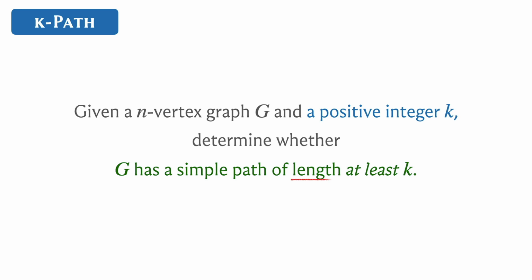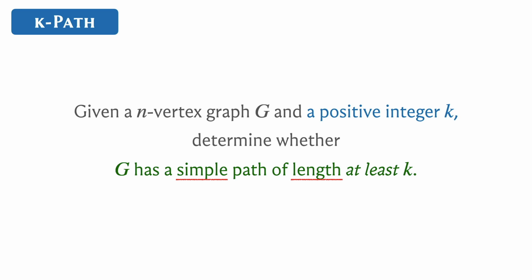The first one is the notion of length. For us, the length of a path is just going to be the number of vertices on the path. So we're really looking for a path on k vertices, or k vertices or more. And the other adjective here is simple. By a simple path, we mean a path where vertices do not repeat.